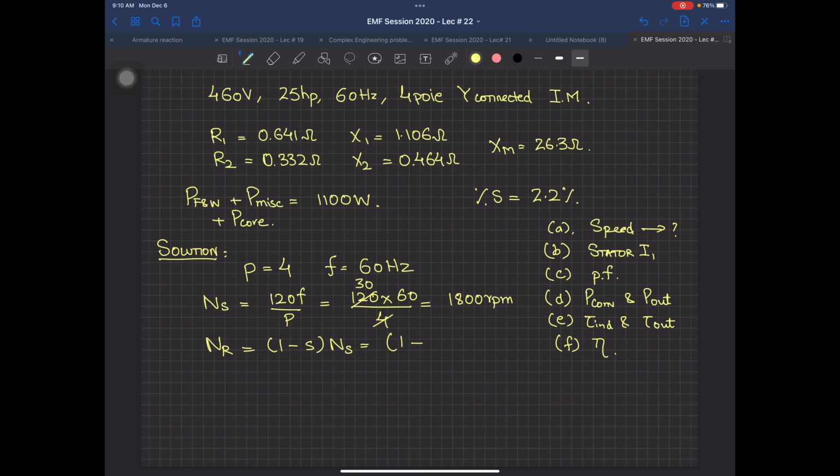Now one thing very important. This is percentage S. When you convert this into S, this will be 0.022. This is very important. Don't make this mistake. Normally people use this 2.2 and the answer is wrong. So this is going to be 0.022 multiplied by 1800. Please, anyone with a calculator, give me the answer.